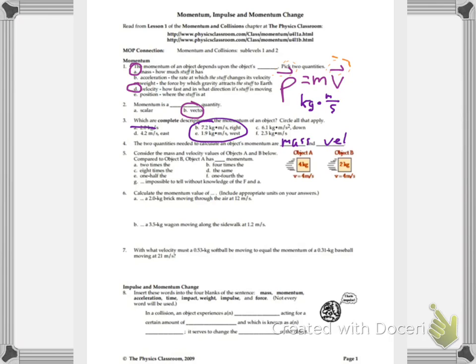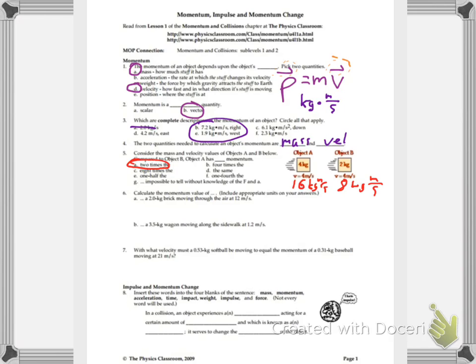So now if we look at these two objects at right, object A and object B, compared to object B, object A has how much more momentum? We know that momentum is mass times velocity. So object A here has a momentum of 16 kilogram meters per second, and object B is 8 kilogram meters per second. So this has 2 times, so it is choice A.